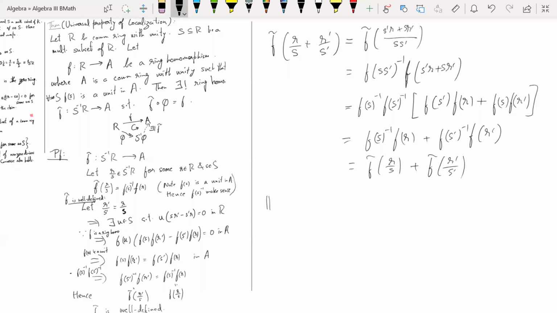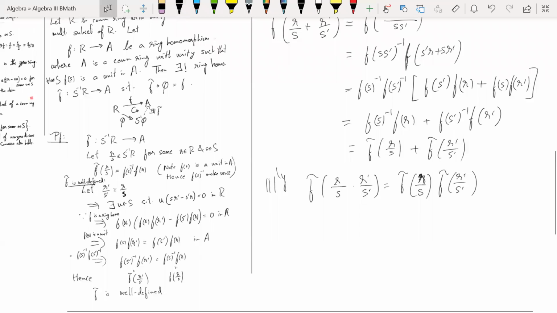Similarly, f tilde of r over s times r prime over s prime, you can check, is f tilde of r over s times f tilde of r prime over s prime. This is more straightforward because multiplication in this ring of fractions is straightforward. So f tilde is indeed a ring homomorphism, and then we check the remaining properties.